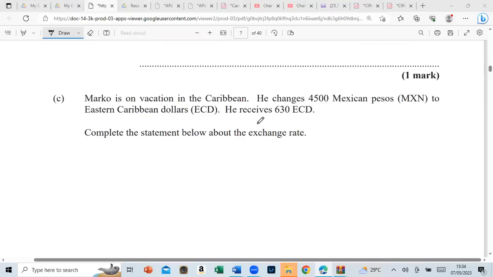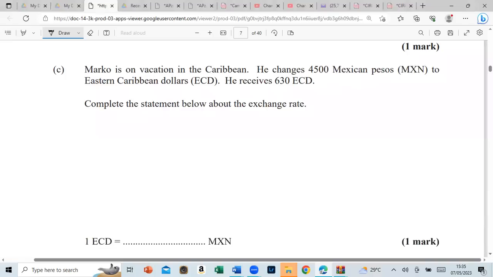Marco is on vacation in the Caribbean. He exchanged 4,500 Mexican pesos to Eastern Caribbean dollars and received 630 ECD. Complete the sum below about the exchange rate, so bear that in mind. The change is 4,500 Mexican pesos to Eastern Caribbean, and he only received 630 Eastern Caribbean.